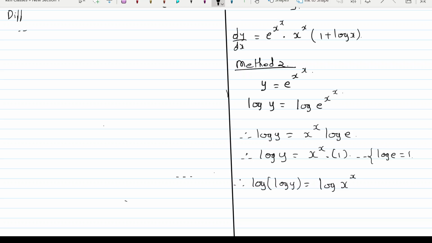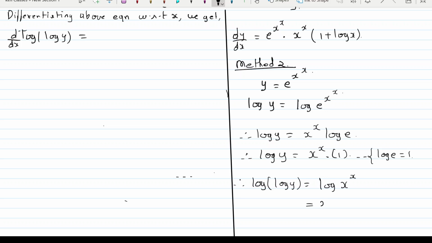Differentiating the above equation with respect to x, we get d by dx of log y is equal to... there is just one step missing here, I had to use the laws of logarithms here. So this step is missing below. Okay, log of log y is equal to x log x.